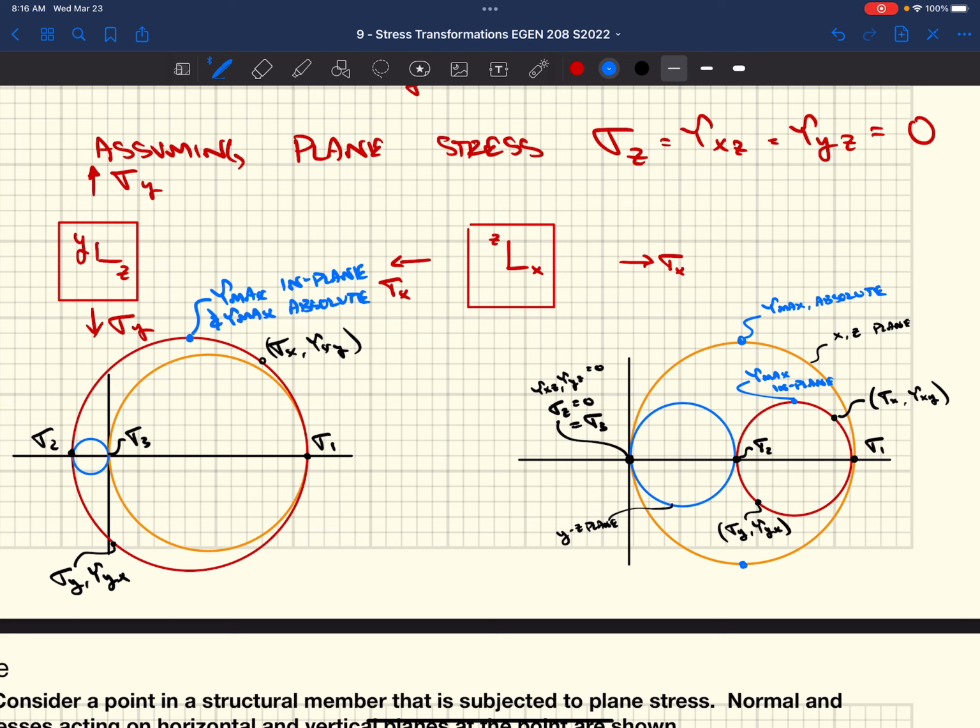Kind of, sort of? Yeah. Still confused. How are you confused? Ask a question. How do we figure out which circle's which, I guess?